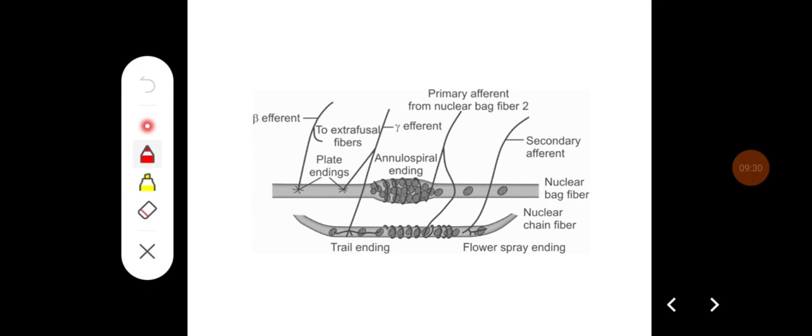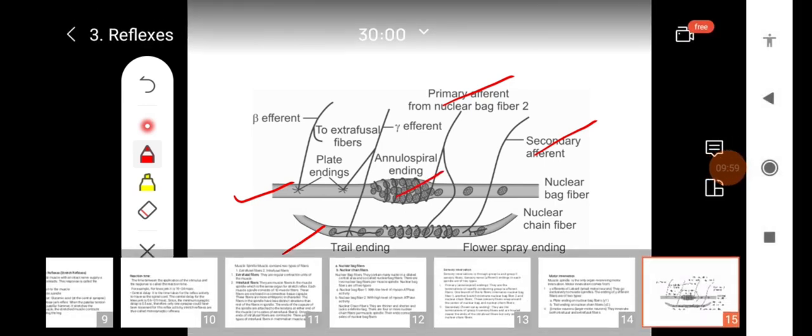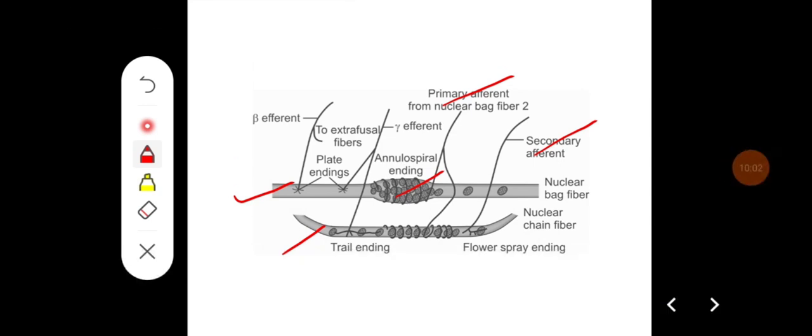This is the diagram showing the intrafusal fibers of the muscle spindle. They are the nuclear bag fibers and the nuclear chain fibers. Nuclear bag fibers have a dilated portion in the middle. Looking at the innervation, there are primary and secondary afferents. Primary afferents come from the annulospiral endings of both nuclear bag fibers and chain fibers, whereas secondary afferents arise from the flower spray endings, which come from the nuclear chain fibers.